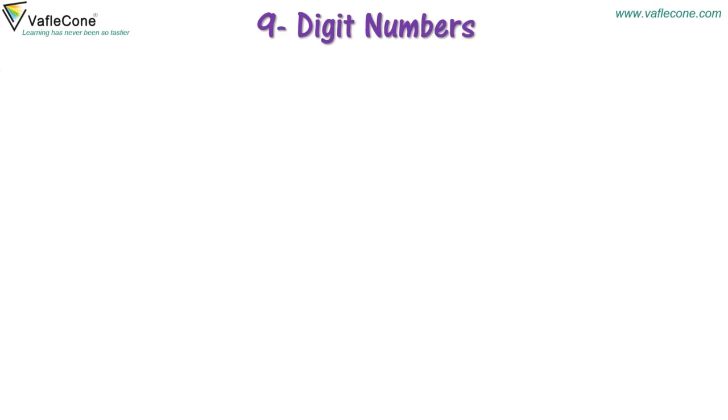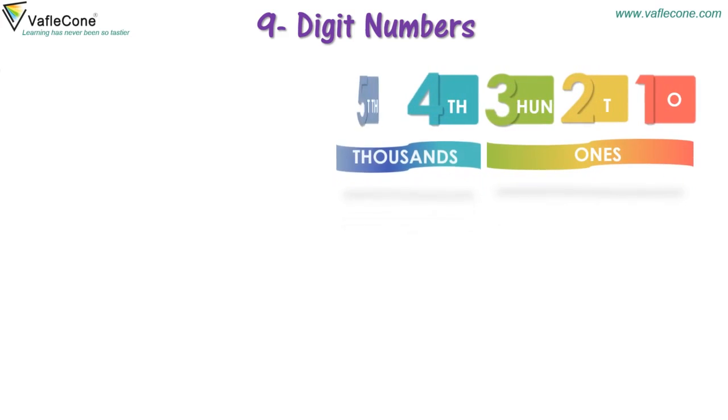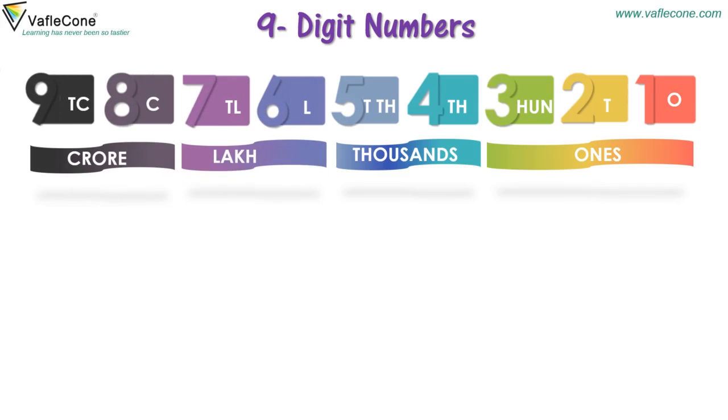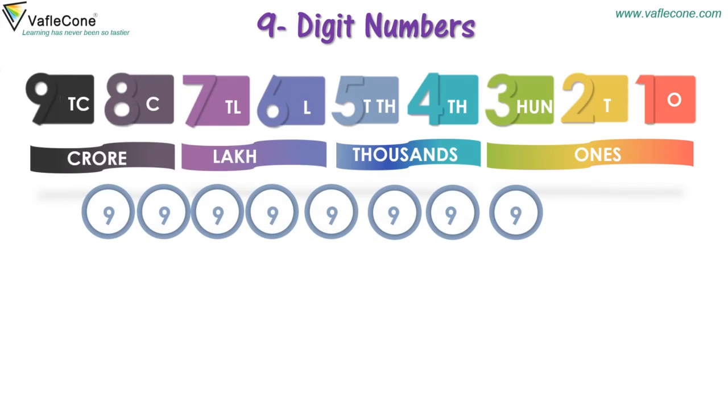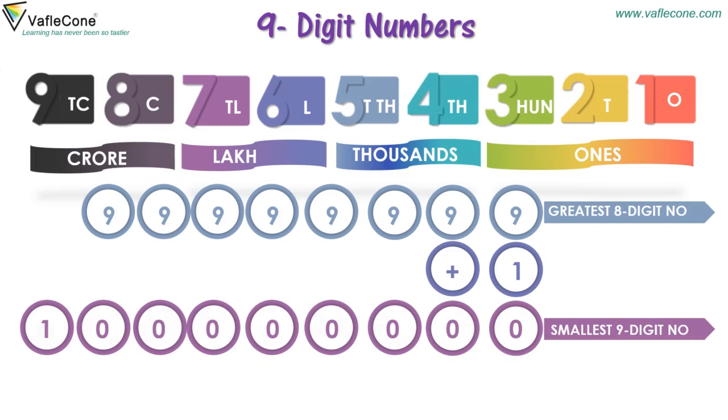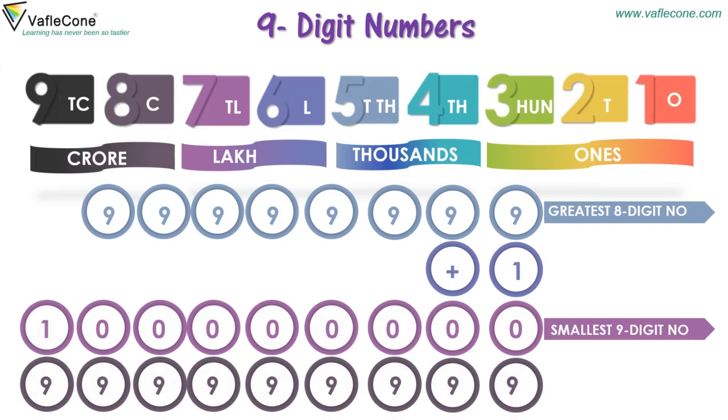9-digit numbers. 9-digit numbers require 9 places: ones, tens, hundreds, thousands, 10,000, lakh, 10 lakh, crore and 10 crore. We know that 9,99,99,999 is the greatest 8-digit number. And when we add 1, we get 10 crore, which is the smallest 9-digit number. 99,99,99,999 is the greatest 9-digit number.